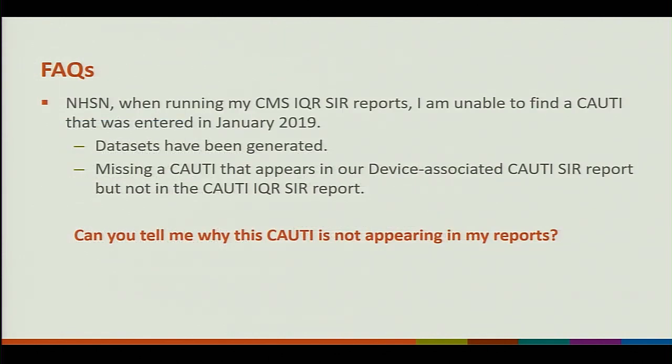Here's another question. In NHSN, when running my CMS IQR SIR report, I'm unable to find a CAUTI that was entered in January 2019. My datasets have been generated. I'm missing a CAUTI that appears in our device-associated CAUTI SIR reports, but it's not in my IQR SIR report. Why is this event not being included?